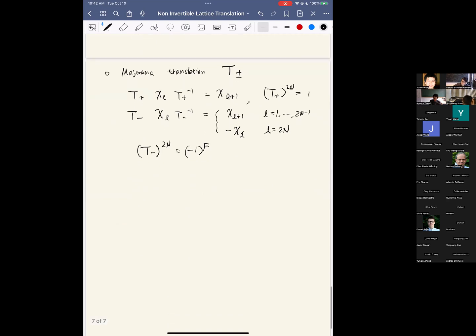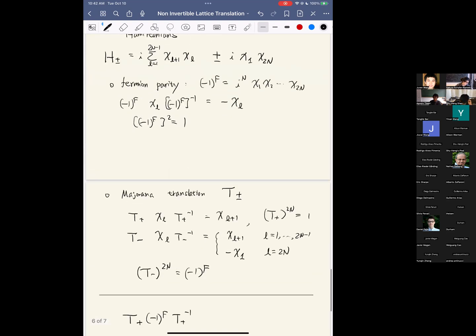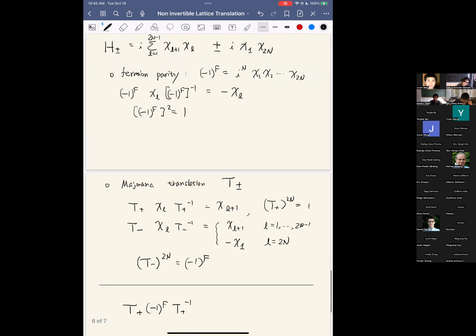There's an interesting algebra obeyed by them. This has been discussed by many people. There's a paper by Ian Affleck and collaborators. There's also a paper by Ting Shea, Tarun and collaborators. They study the algebra between the fermion parity and the Majorana translation. Let's compute T plus (-1)^F T plus inverse. This is really a simple calculation we can do in real time, so bear with me. (-1)^F is defined here.